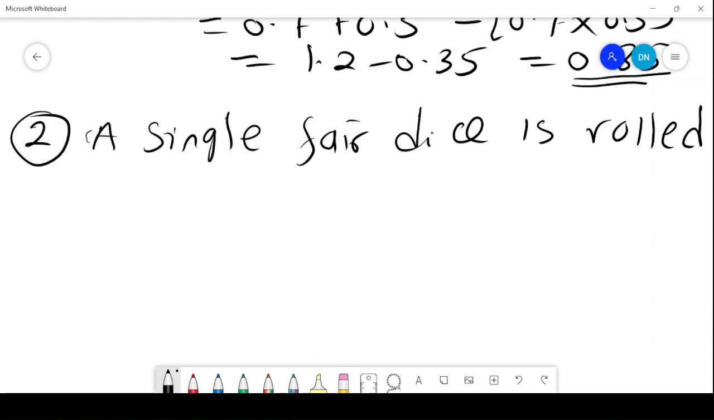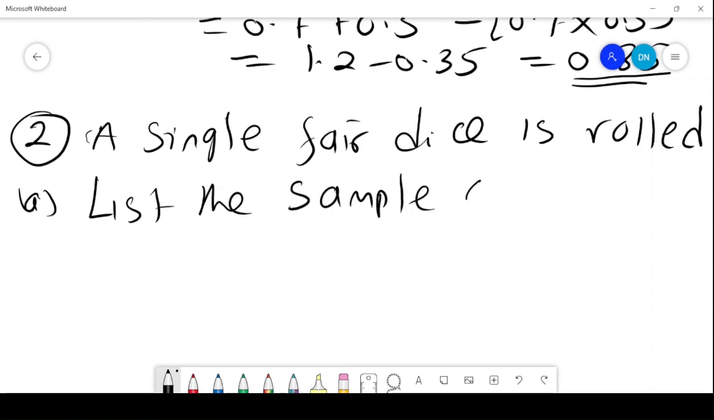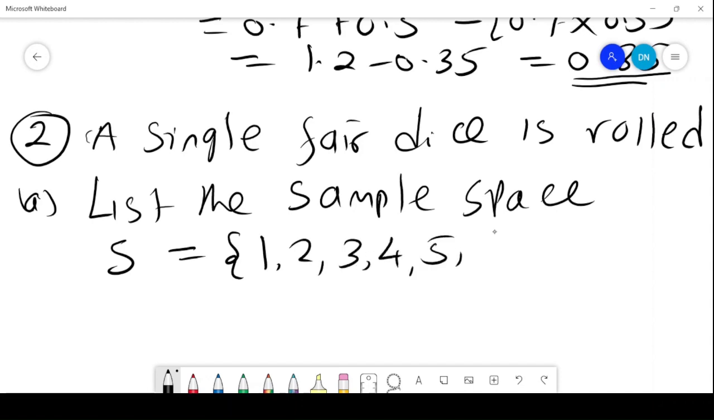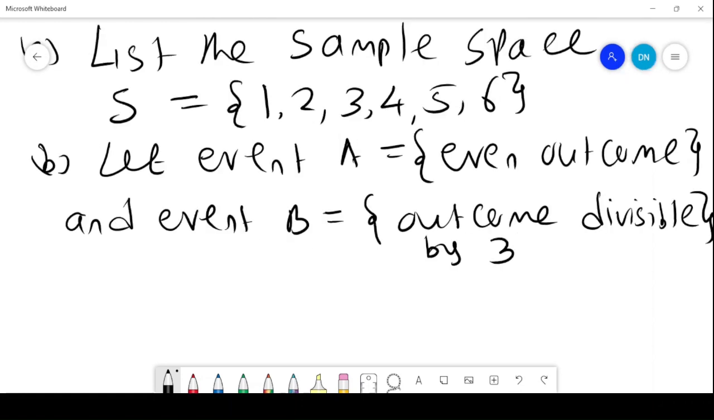Second example. Our second example, a single fair dice is loaded. So we have a number of questions. We list the sample space for a single dice, and the S is all the numbers that are equally likely to occur. And so in our second example, the first part you have shown the sample space, the second part you are told to let event A be equals to all the even outcomes and event B to be the outcomes divisible by 3.